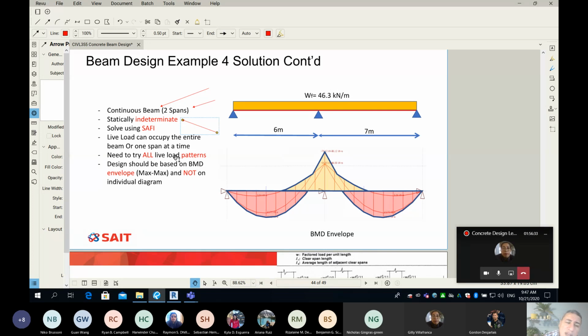That's why we need to try all live load patterns. I had this discussion before, in my slides, and I'm doing this one more time here. And by the way, when we do the design, our design should not be based on a single diagram. So don't ever think that I'm going to do one load pattern, live load on both, then I can do the design. Not really. What you have to do is try all live load patterns. Every load pattern will simply give you a diagram, and really our design should be based on something called the envelope, which is here.